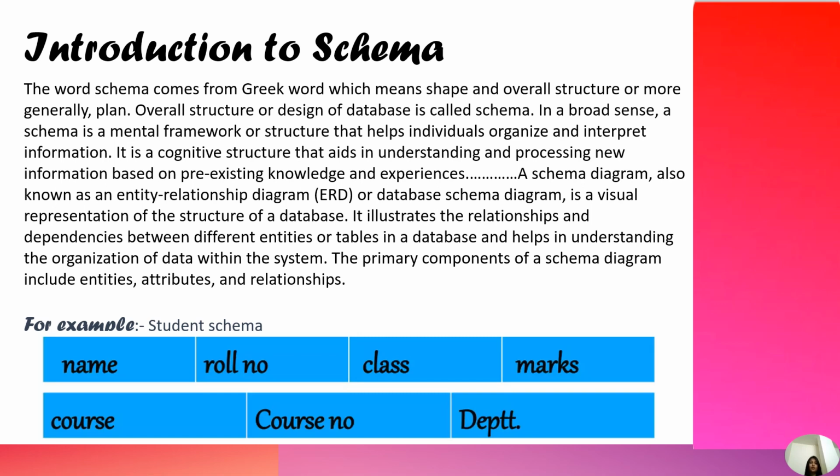A schema diagram, also known as an entity relationship diagram or database schema diagram, is a visual representation of the structure of a database. It illustrates the relationships and dependencies between different entities or tables in a database and helps in understanding the organization of data within the system. The primary components of a schema diagram include entities, attributes and relationships. For example, let us see student schema. It contains name, roll number, class, marks, course number or department.